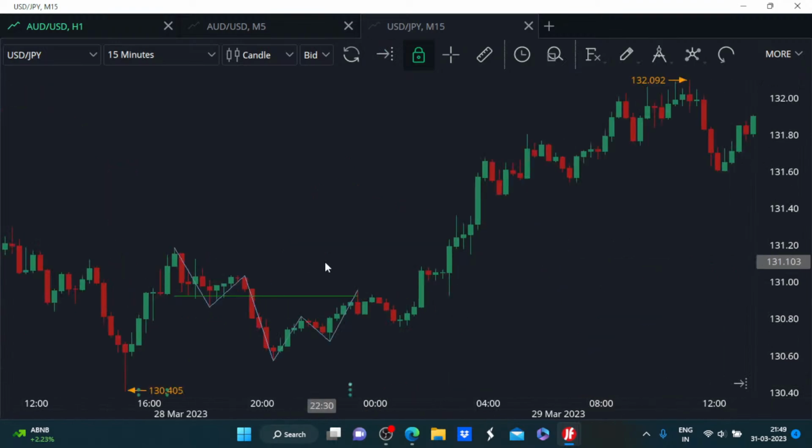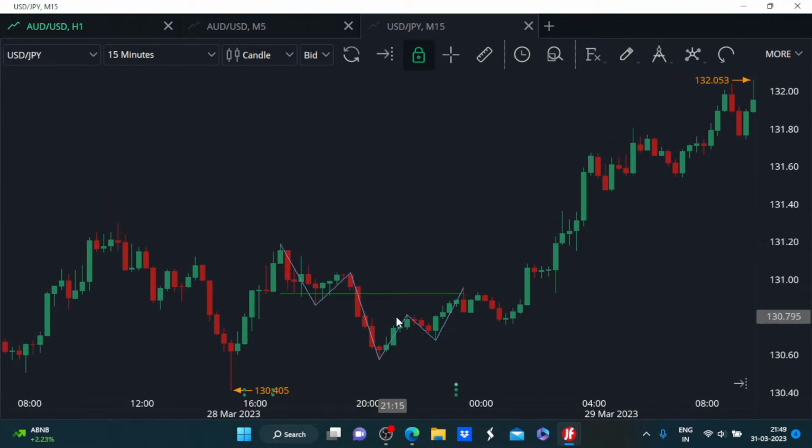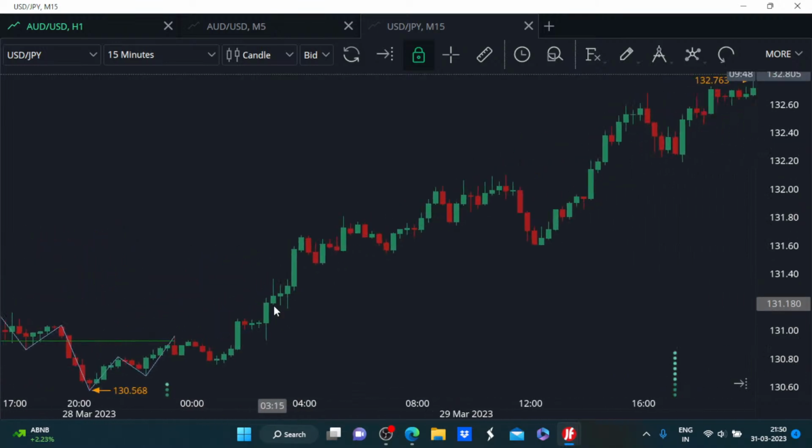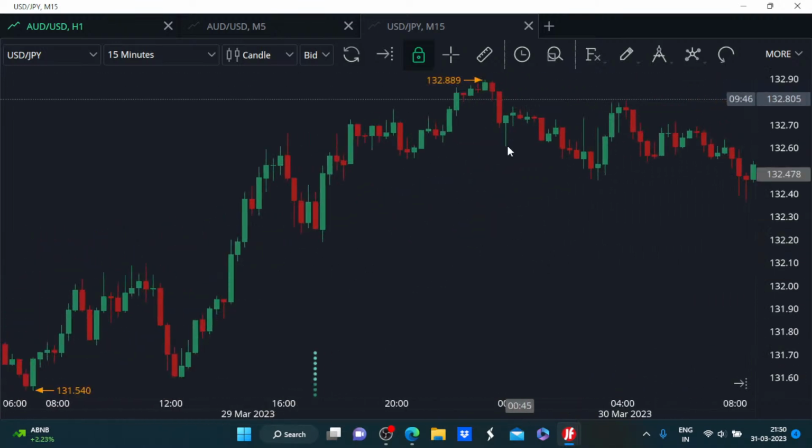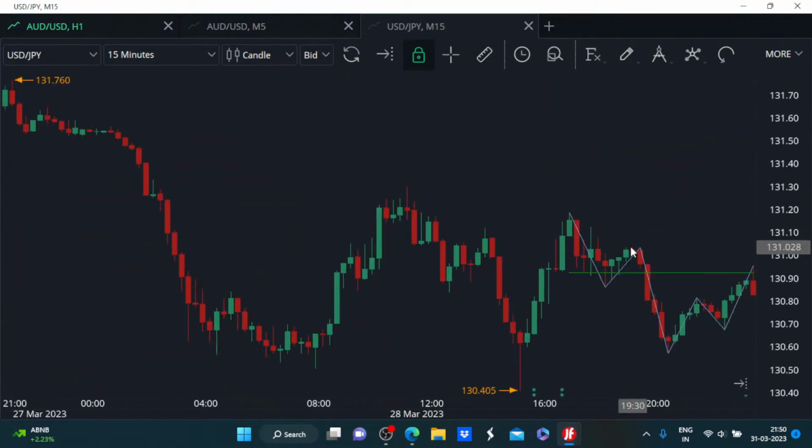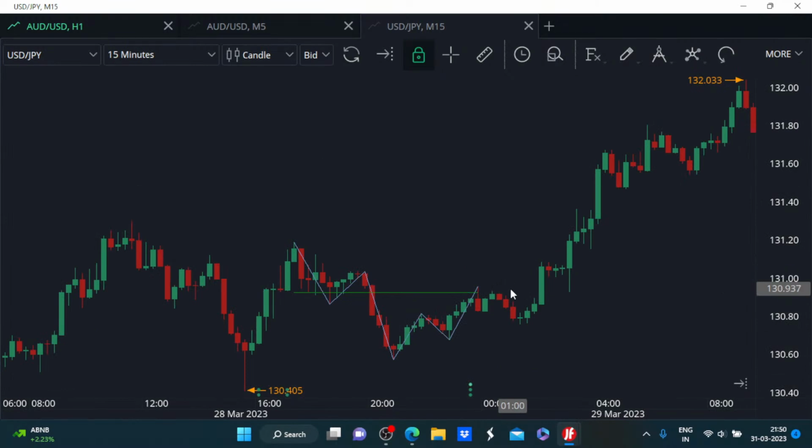So I am signing off for the day now with another one such instance for you to look at, with this inverse head and shoulder formation giving you an entry point around 131, and then the USD JPY eventually went on to rise close to 133. So this was also quite a remarkable trading opportunity generated by this formation.